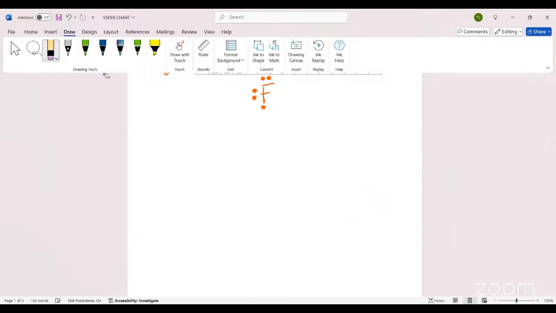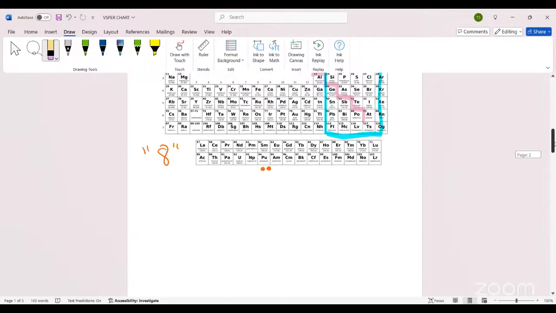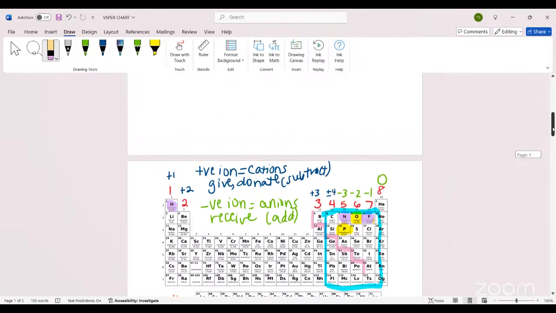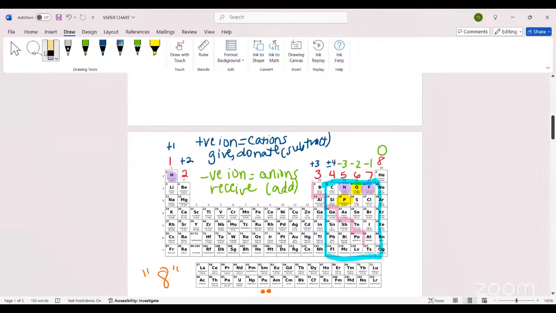Now, let me give you this one right here. Oh, the periodic table. I'm sorry, honey. What did you want to know about the periodic table? So I'm going to pull it down. Yeah. What did you want to see? Like, what did you want to know about it? Oh, you want to see the valence electrons? Okay.